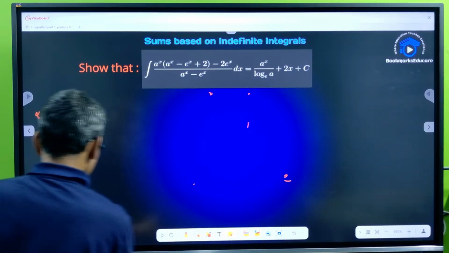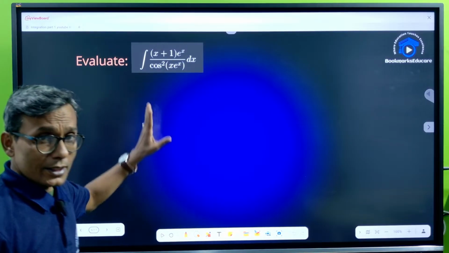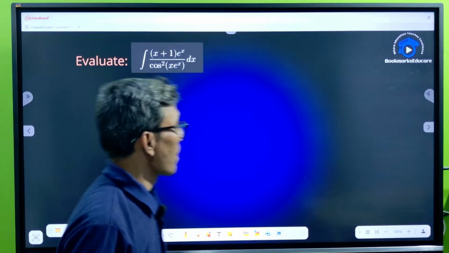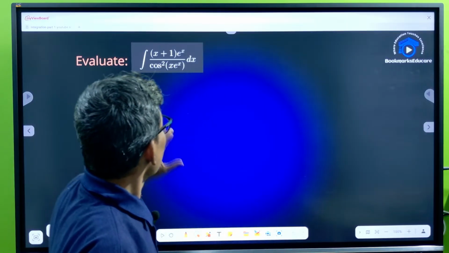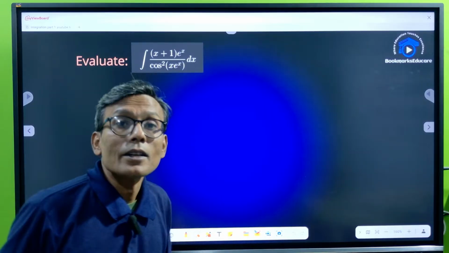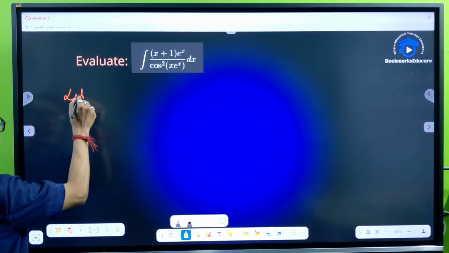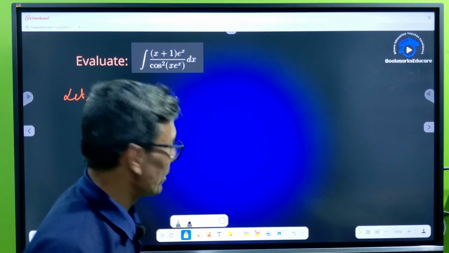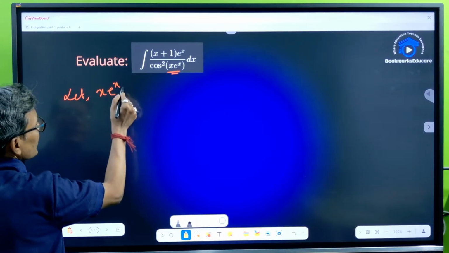So now the next sum is this. This sum is specially for method of substitution. So we implement method of substitution in this integration. So let us substitute the integral with a new variable, that is, let x into e to the power x is equal to z.